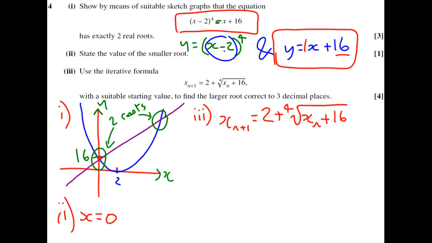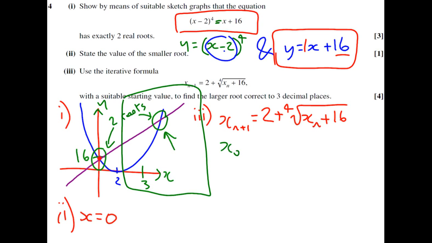If we're trying to find this root, a suitable starting value could be anywhere around here really. Okay, so let's think about our values of x. Why don't we just randomly start at, I don't know, 3 or 4. Let's go for 3. Okay, so our first guess is going to be 3. I will tell you how to put this into your calculator now.